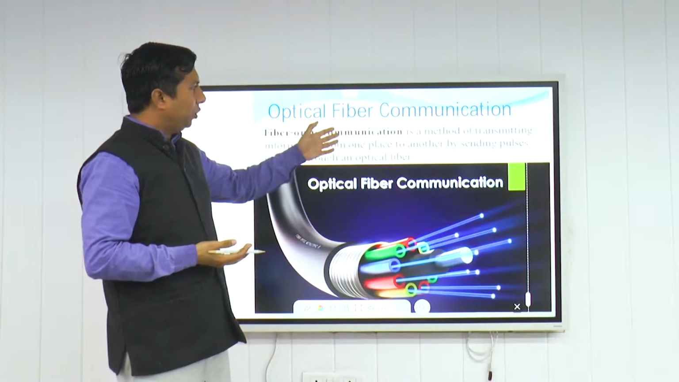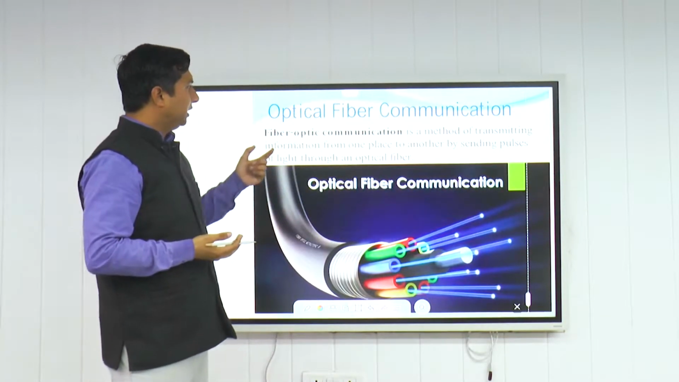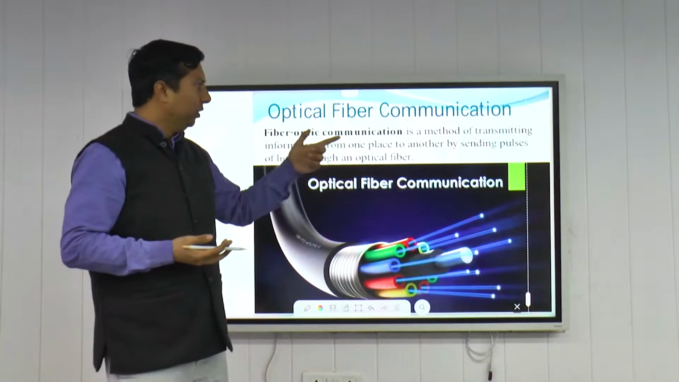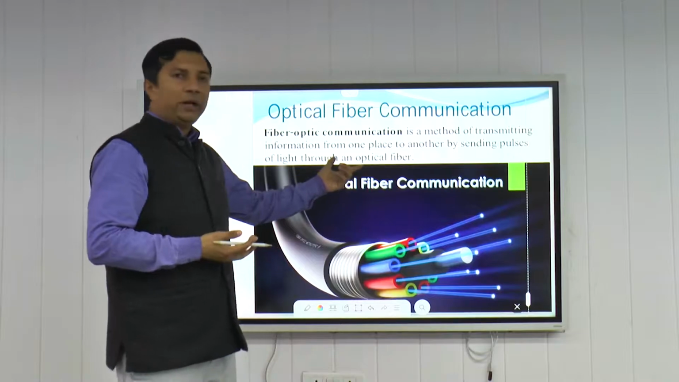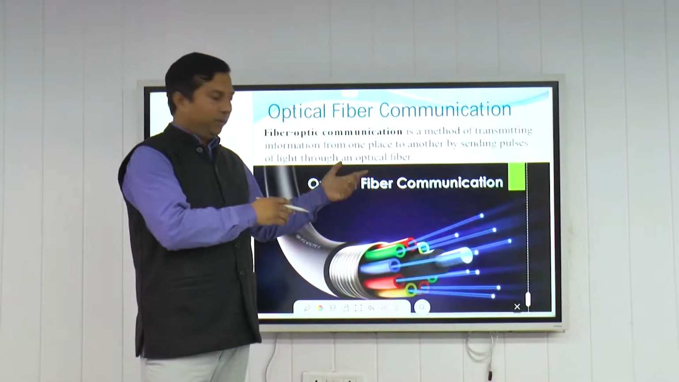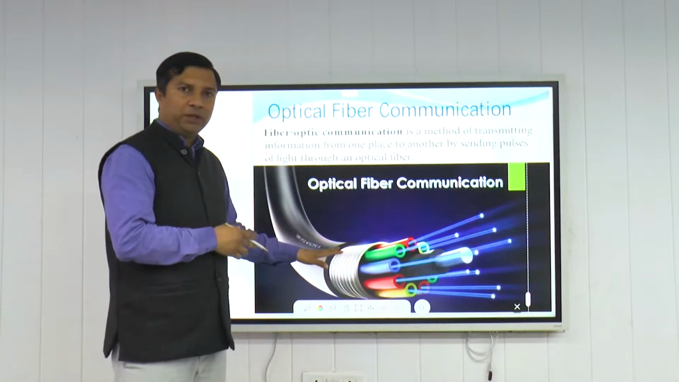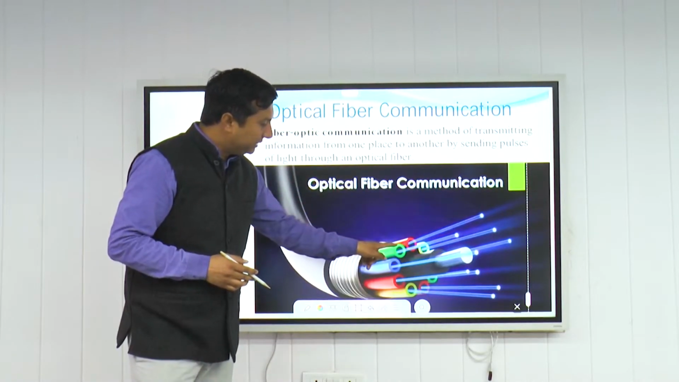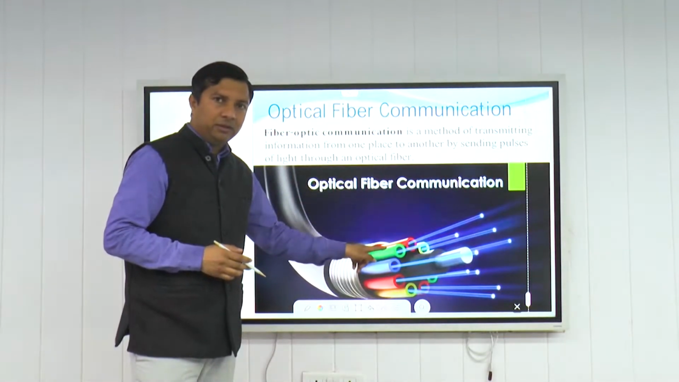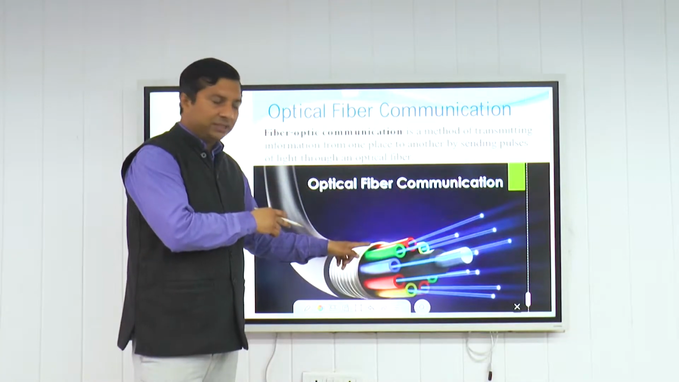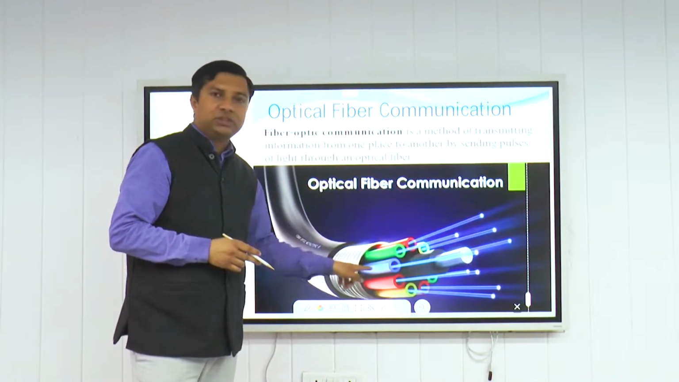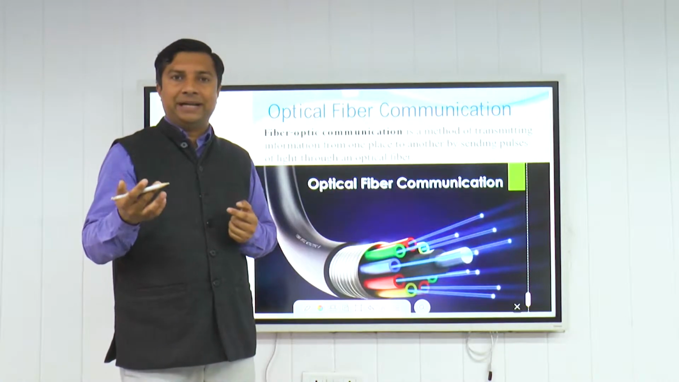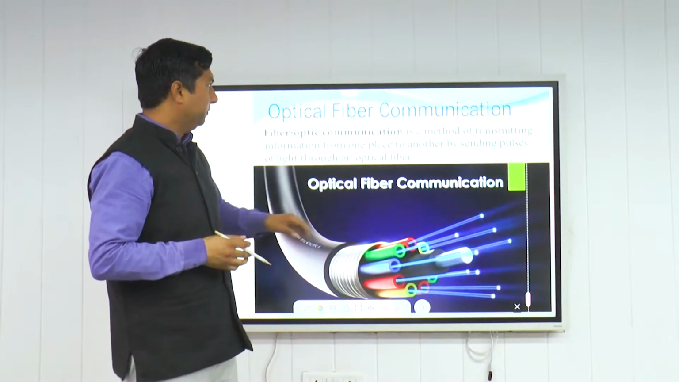So fiber optic communication is a method of transmitting information from one place to another by sending pulses of light through an optical fiber cable. And here you can see this optical fiber cable bundle. Out of this is an optical fiber cable. I will come to the next slides to explain what its structure is and how we can transmit data through this optical fiber.